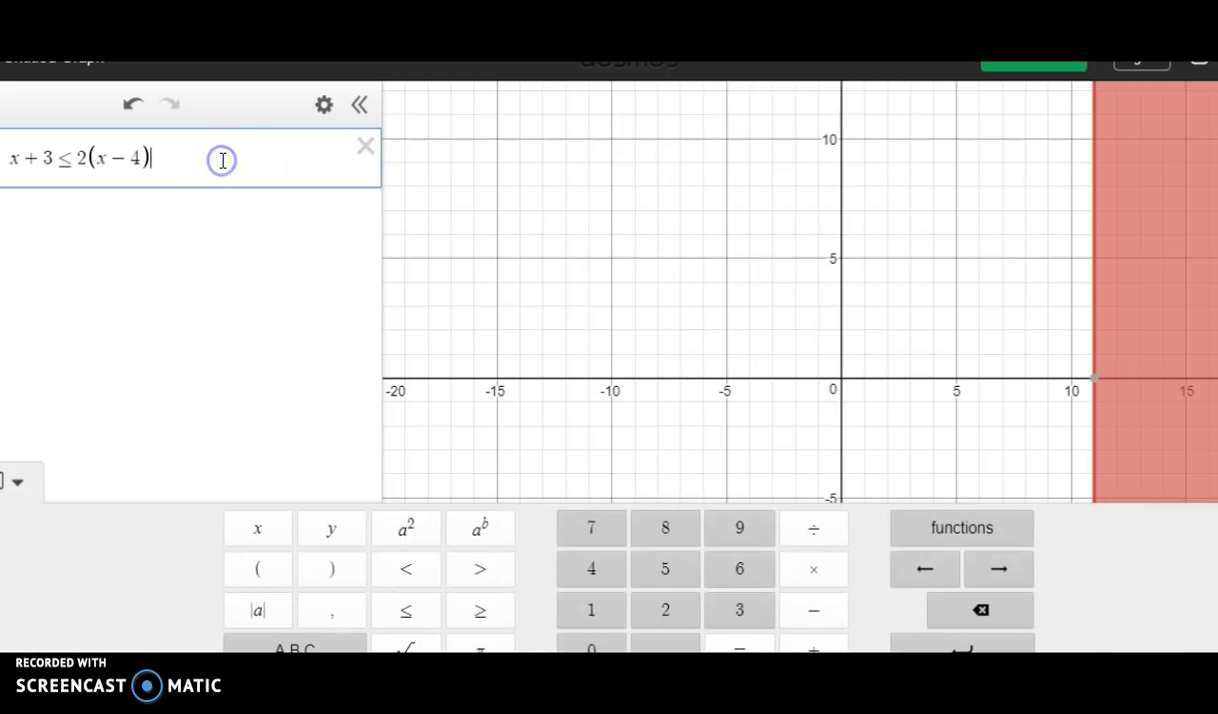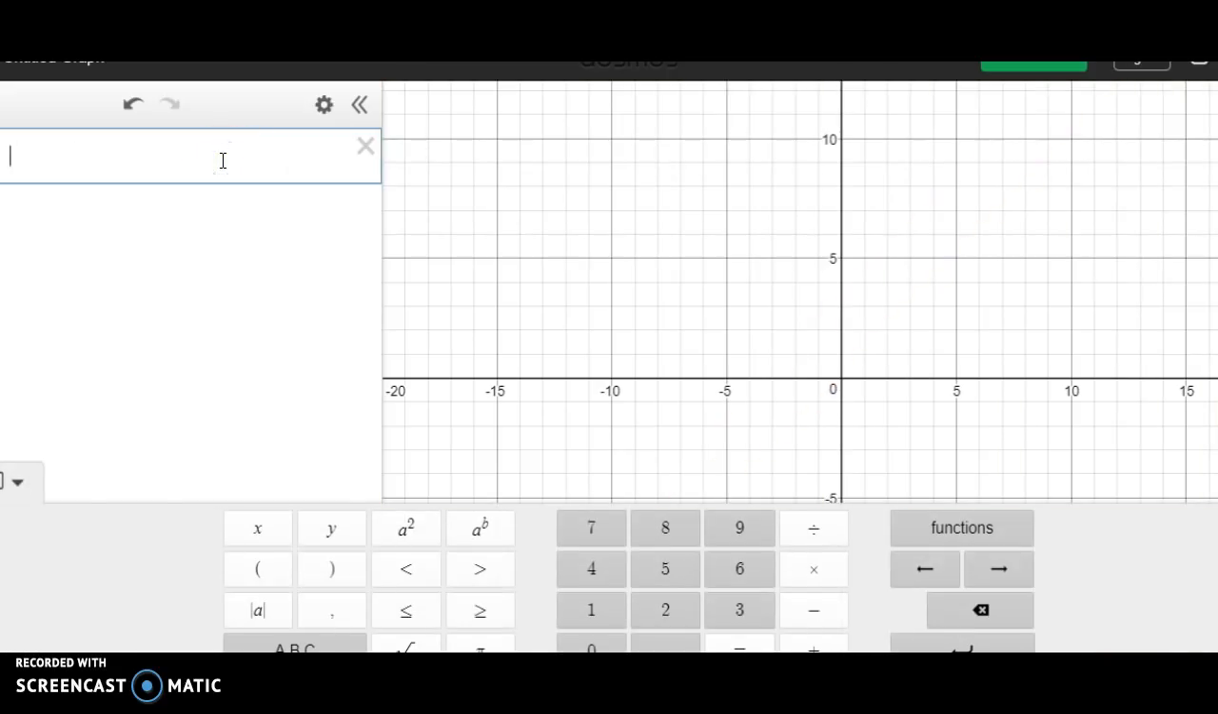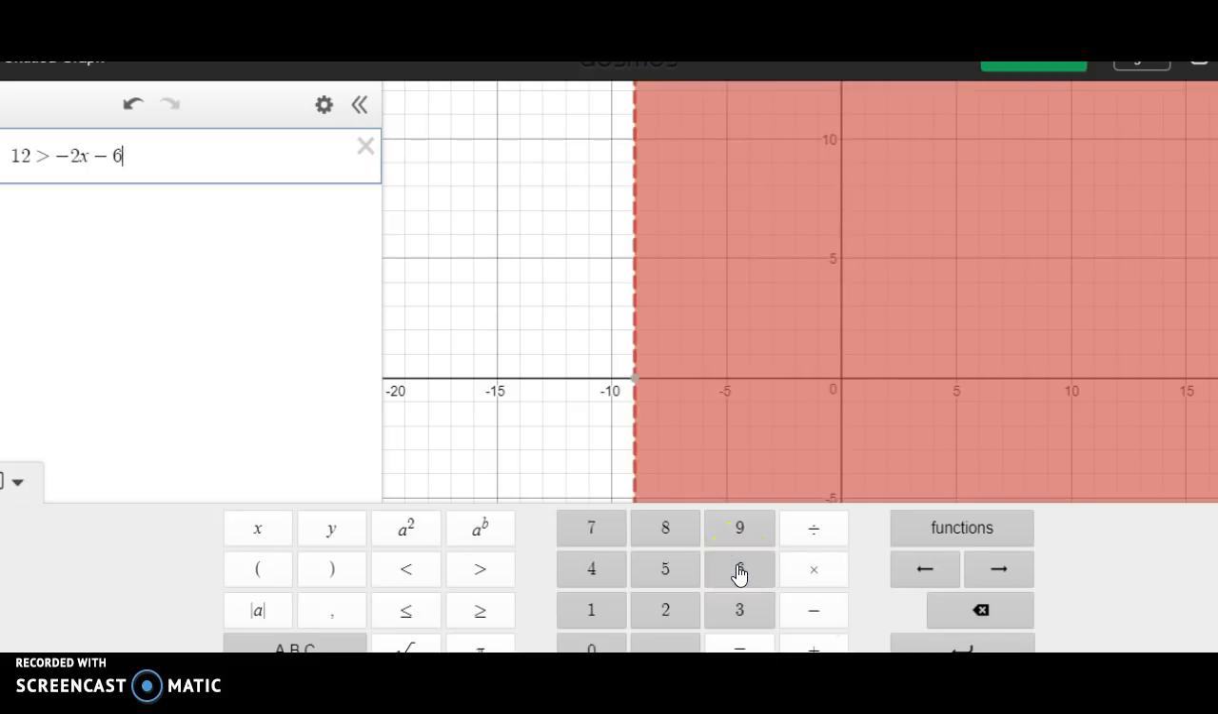So let's get rid of this. And we're going to type in 12 is greater than negative 2x minus 6. And notice there's a dashed line right here, and that dashed line is at negative 9. So it means it's an open circle. So we're going to say x is greater than negative 9 because all this side is shaded here. All right, let's do another one.